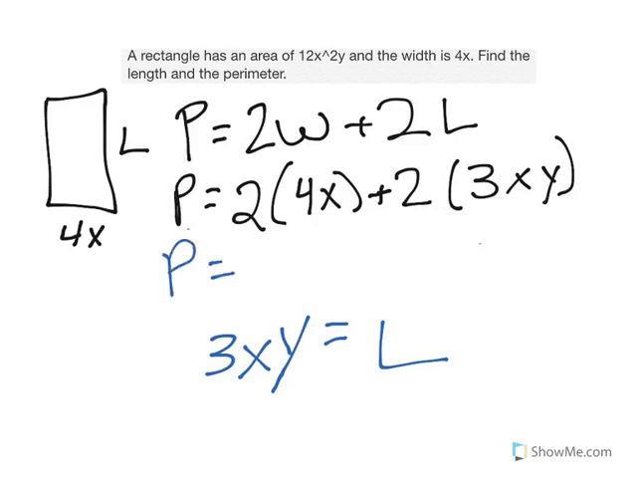So that's going to give me P equals 2 times 4 is 8 with the x, plus 2 times 3 is 6, xy. So now we see that our variables are not the same. One term has an x and one term has an xy. So therefore we can't combine our terms. They're not like terms. So this is as simplified as we can get the answer.